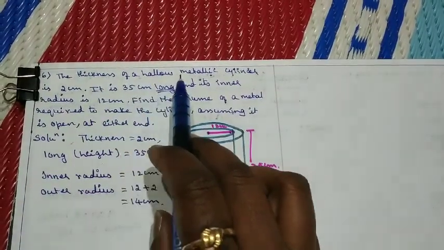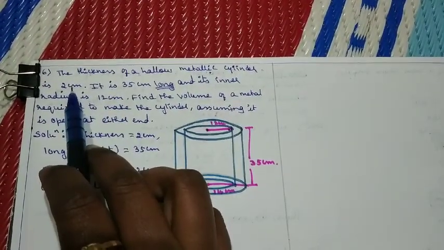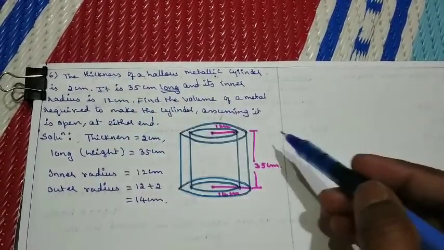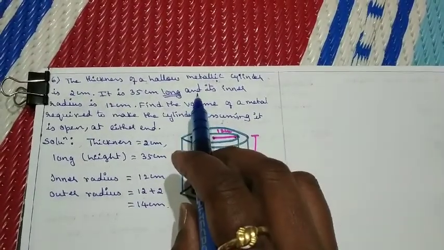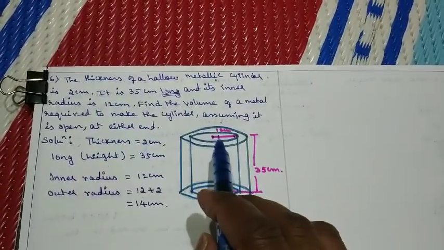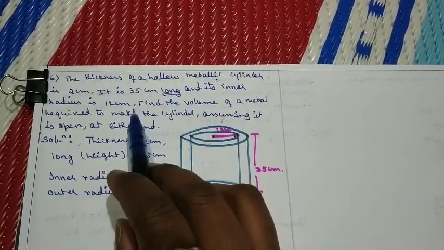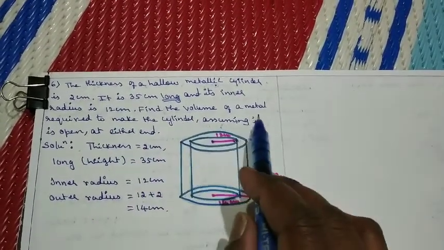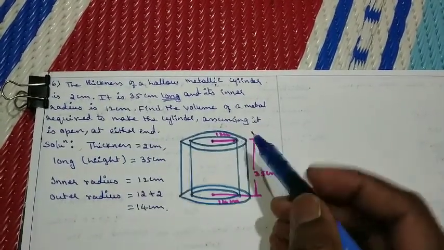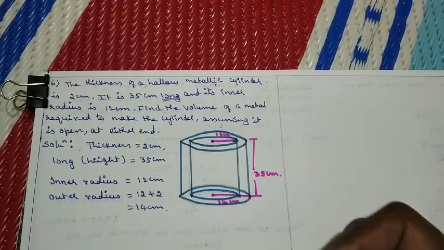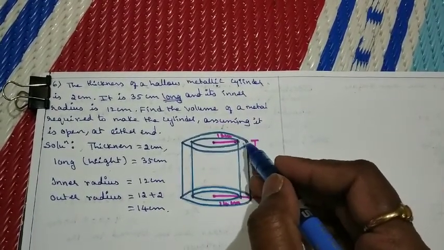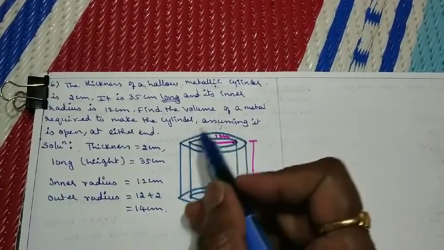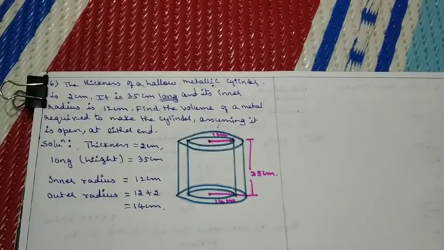The thickness of a hollow metallic cylinder is 2 centimeter. So 2 centimeter is nothing but the thickness. It is 35 centimeter long. Long is nothing but the height, 35 centimeter, and its inner radius is 12 centimeter. So the radius at the inner is 12 centimeter. Find the volume of metal required to make the cylinder, assuming it is open at either end. So here it is open at the top and open at the base, and the thickness of the cylinder is 2 centimeter, and we are finding the volume of metal required to make this kind of cylinder.